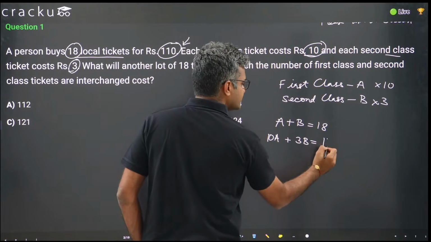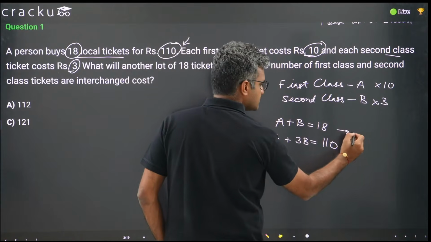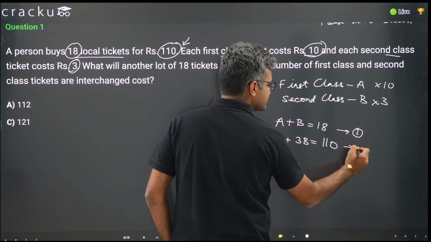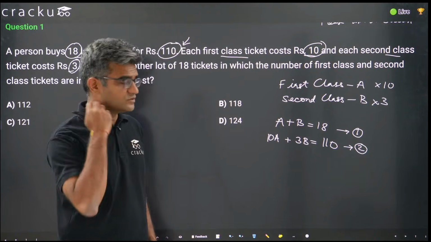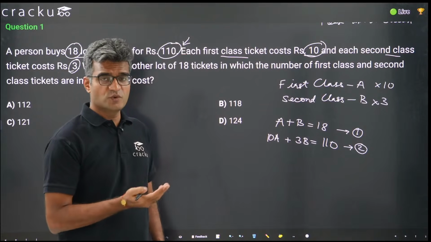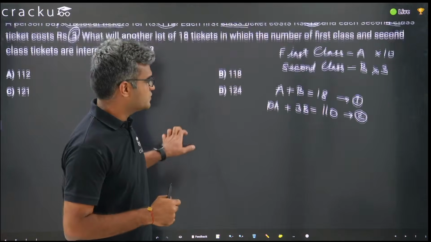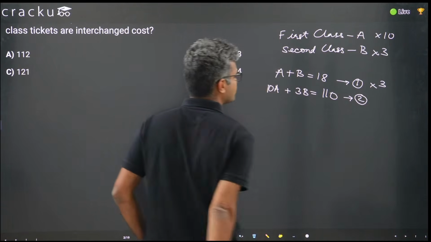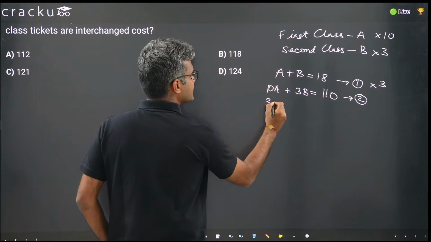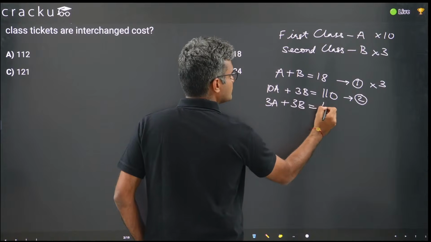Now we have two equations. This is the first equation and this is the second equation. We have two equations and we have two unknowns. Once we have two equations and two unknowns, we can solve it to find out the value of A and B. So suppose we multiply this equation with 3. What are we going to get? We are going to get 3A plus 3B is equal to 54.